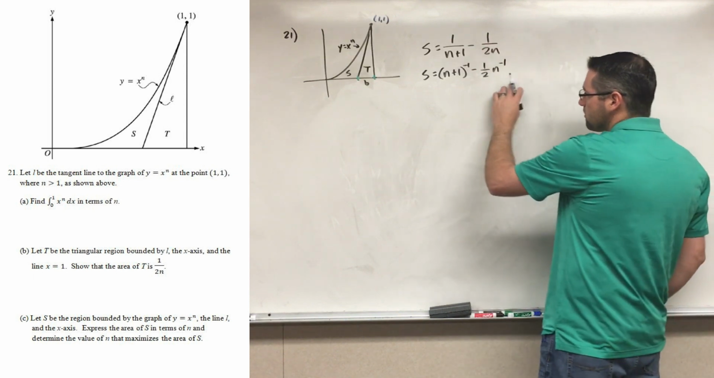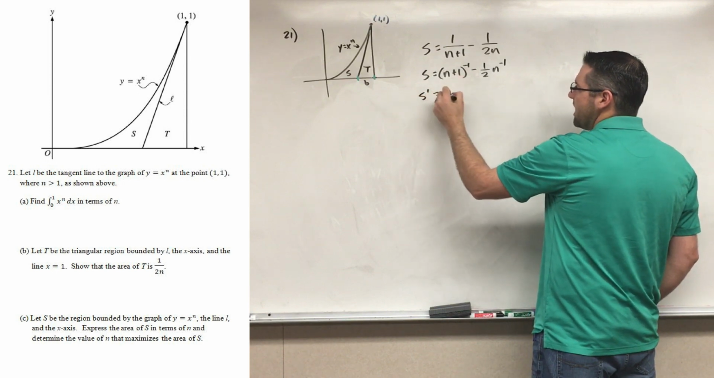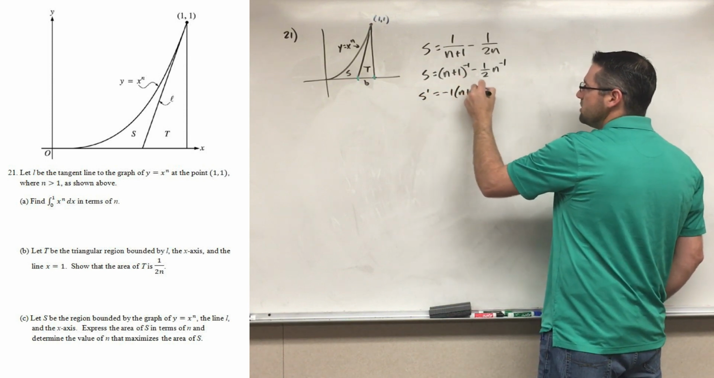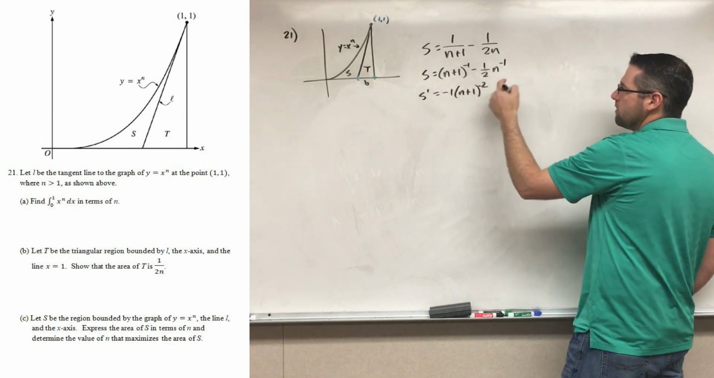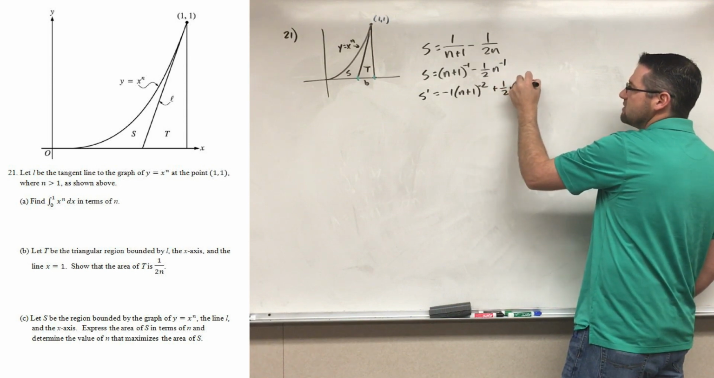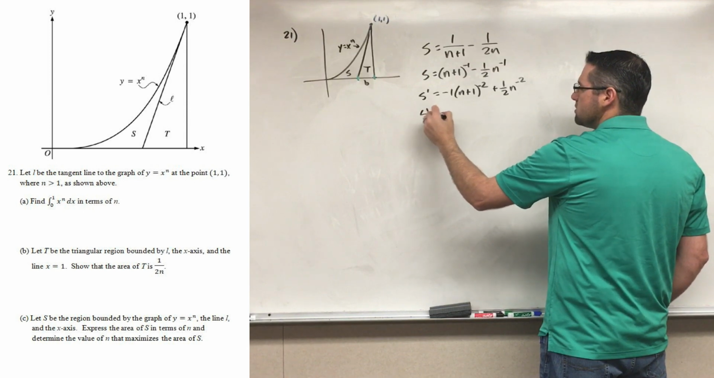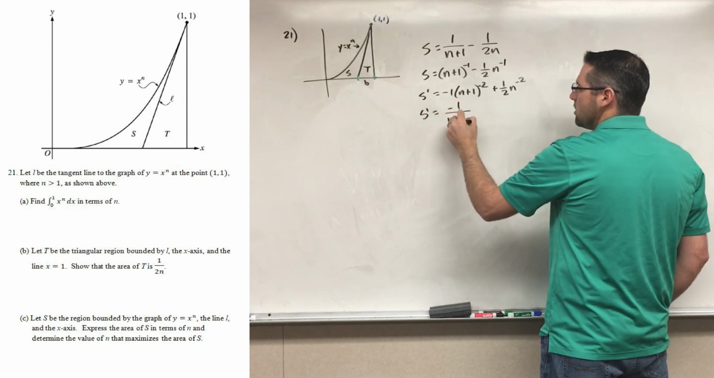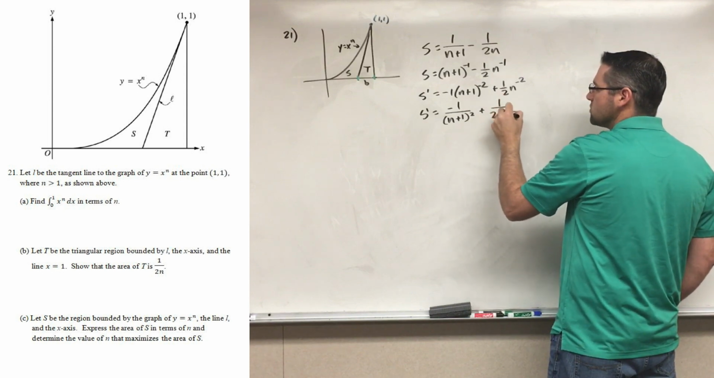And then from there, we take the derivative with respect to n. So this is going to be negative 1 times n plus 1 to the negative second, and then times the derivative of the inside, which is just 1. The derivative of this guy is going to be plus 1/2 n to the negative second. And then I'm going to rewrite this just a little bit. So this will be negative 1 over n plus 1 squared plus 1 over 2n squared.